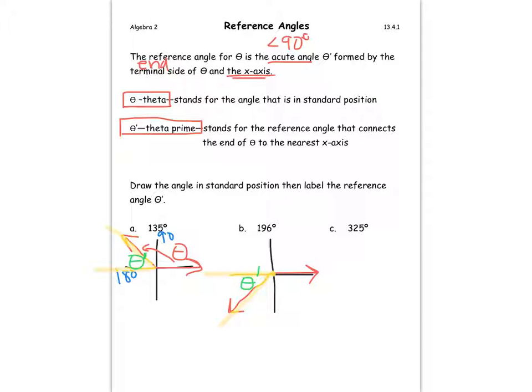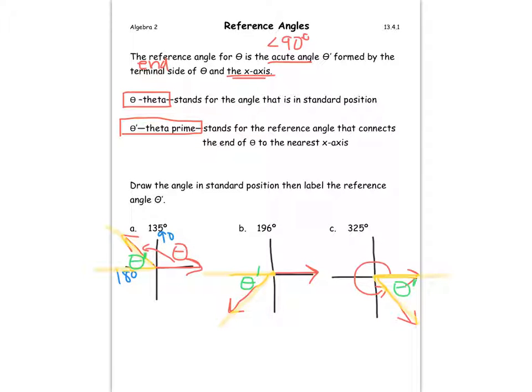Okay, one more time. 325 degrees. In standard position, starts at 0 degrees. 325 is bigger than 270, but smaller than 360, so it'll be down here in quadrant 4. So that's our angle theta, all the way around there, 325 degrees. The reference angle is between where our angle stops and the x-axis it's closest to, which this time is over here on the right, and so that's theta prime right there.